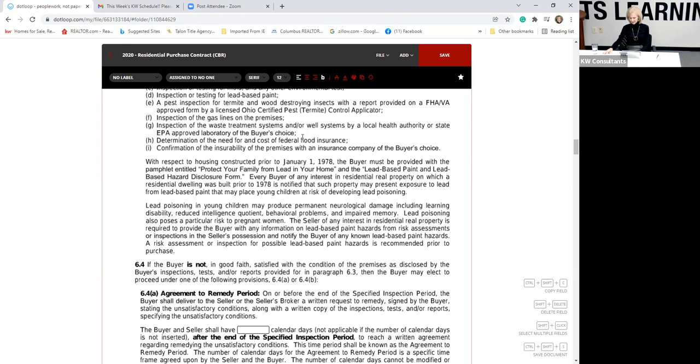So I guess if you're selling an old property, it could be in Clintonville or Westgate or wherever, built in the 1920s, and you're not going to get a home warranty, I would certainly want to get a gas line inspection.